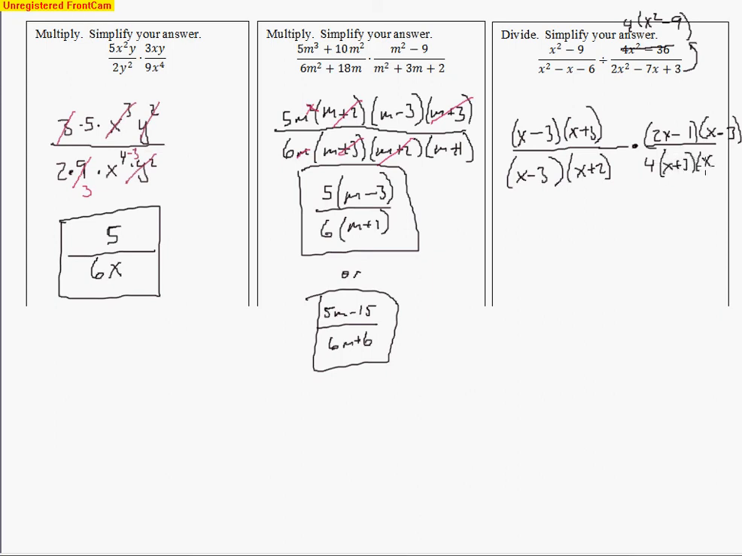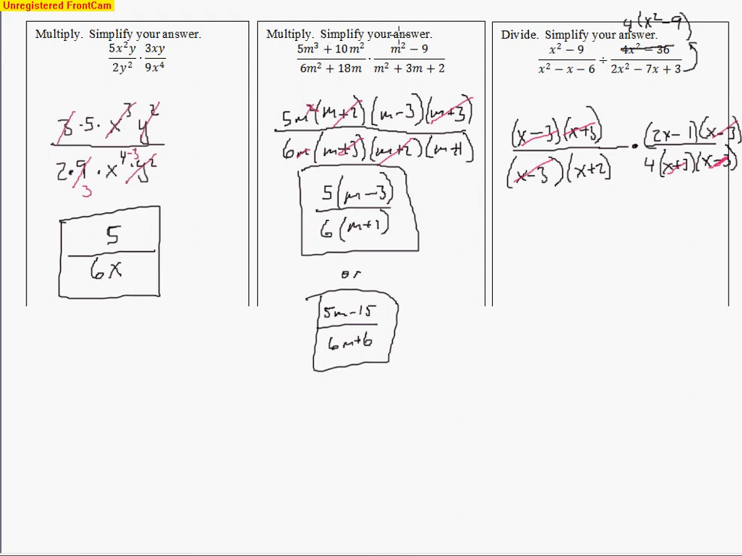And I had one of those earlier, and it was on top of the fraction, so those are going to now cancel. And so the x minus 3 and the x plus 3 will cancel out this x minus 3 and this x plus 3. This x minus 3 will cancel out this x minus 3. And it looks like that's all I've got to do.